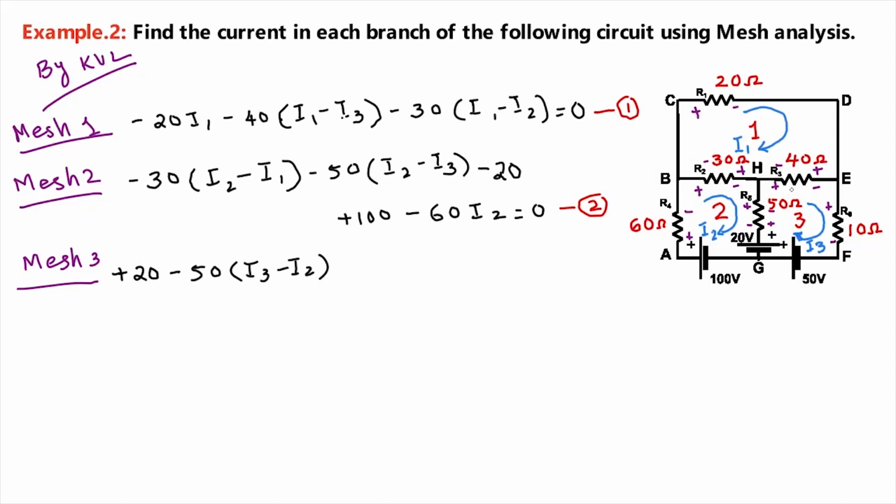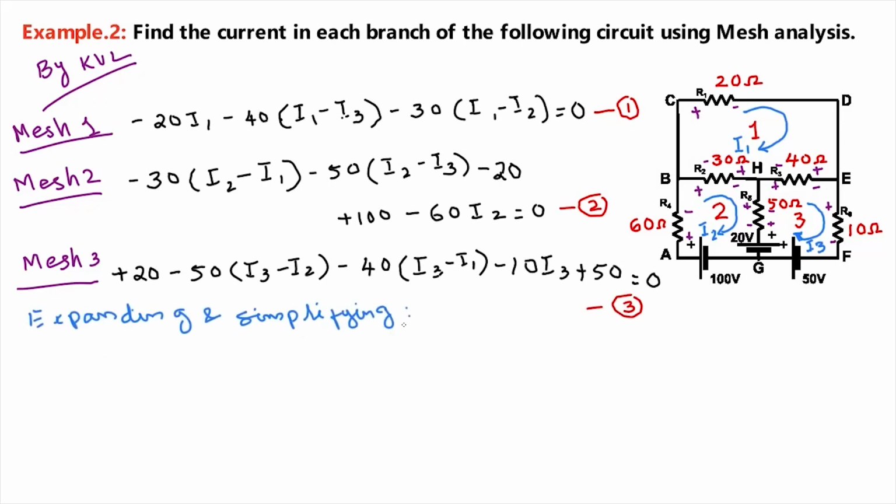Next comes this 40 ohm resistance. Here also current is flowing from plus to minus, so voltage drop is there, minus 40 into the difference of current in mesh 3 and mesh 1, that is I3 minus I1. Then here also positive to negative in the 10 ohm resistance. Here voltage drop is there, minus 10 I3. Then this 50 volt is coming, where it is minus to plus, which is a rise in potential, so plus 50, where the loop is completing, and this is equal to 0. Let this be equation 3.